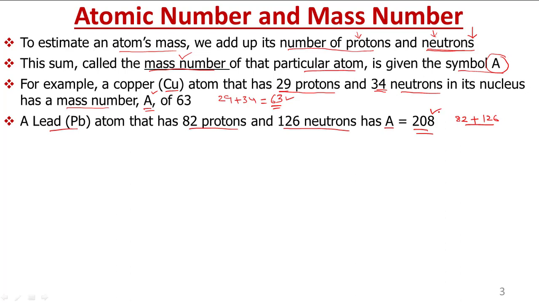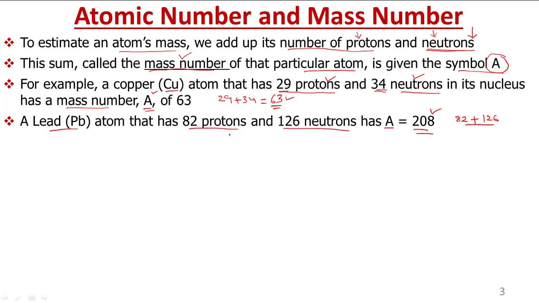So far we know that atomic number is the number of protons in an atom of an element, and for every element it is a constant quantity. If we change the number of protons, then the element will change. Whereas the mass number is the sum of the number of protons plus neutrons, it is called mass number.